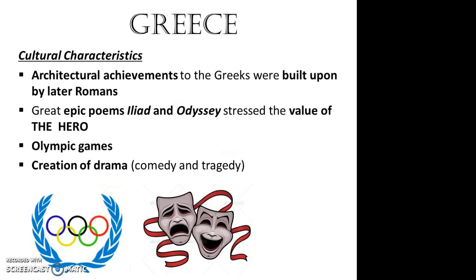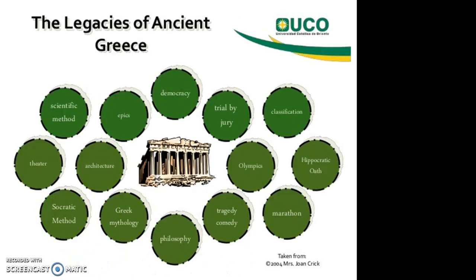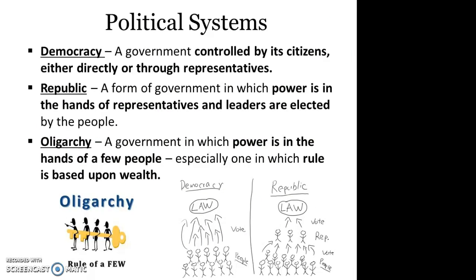The Greeks also are known for their Olympics, the Olympic Games, the creation of competition, along with their architectural achievements. Their great poems, such as the Iliad and the Odyssey, were based upon the heroes of their time. The idea of comedy and tragedy, or what we call our local drama, came from them. This shows some of the ancient legacies of the Greeks. You can pause it and look at some of these. The Hippocratic Oath is one.